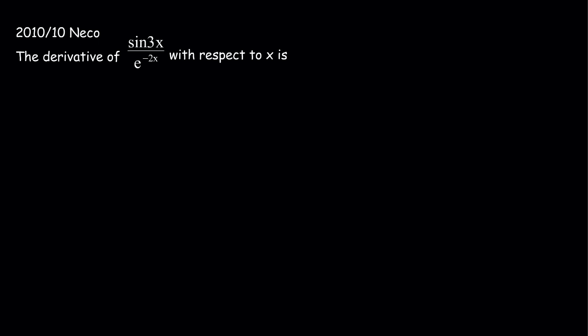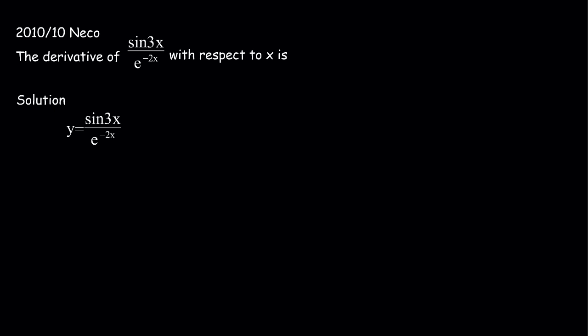Our final example is from NECO 2010. It states: find the derivative of sine 3s divided by e raised to the power minus 2s with respect to s. Now for our solution, the first thing we are going to do is write down our equation. So y will be equal to sine 3s divided by e raised to the power minus 2s.